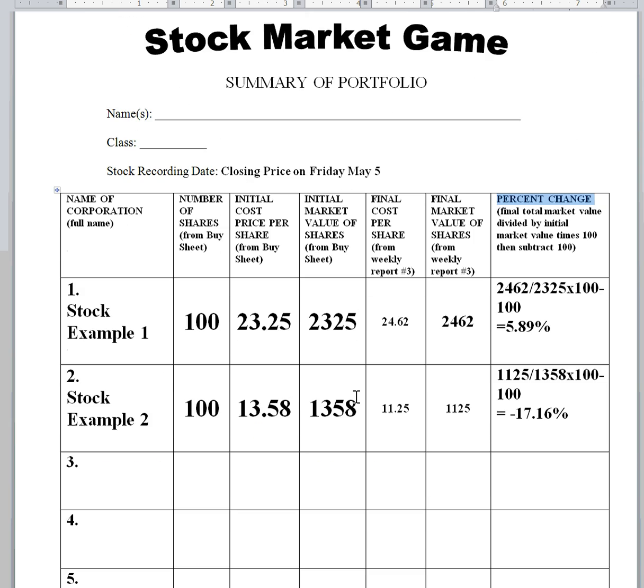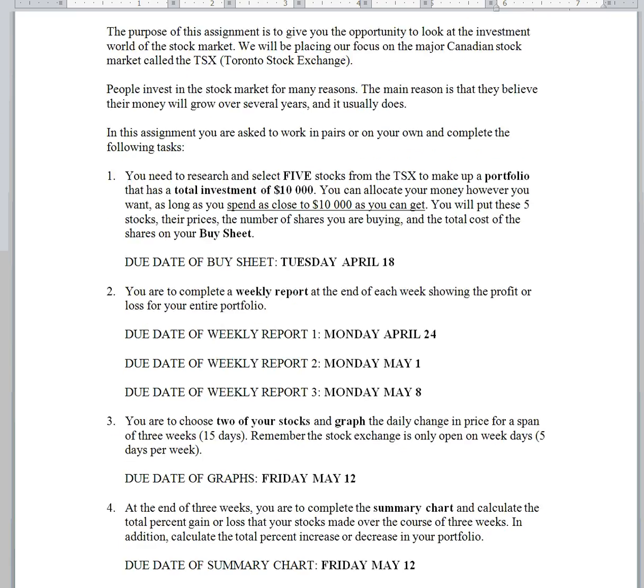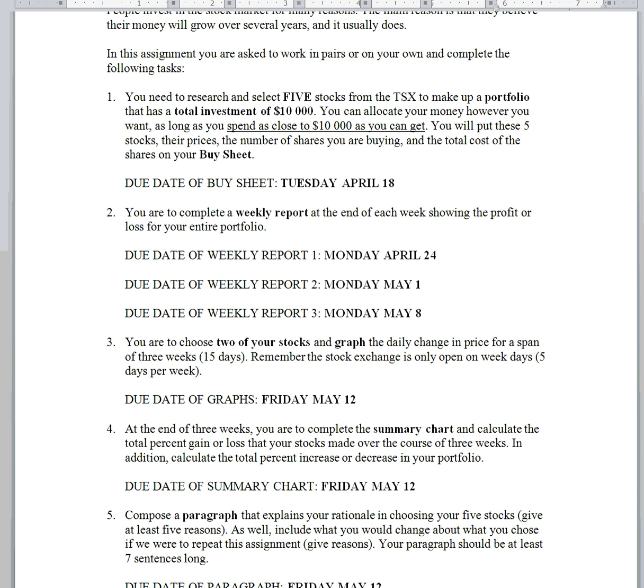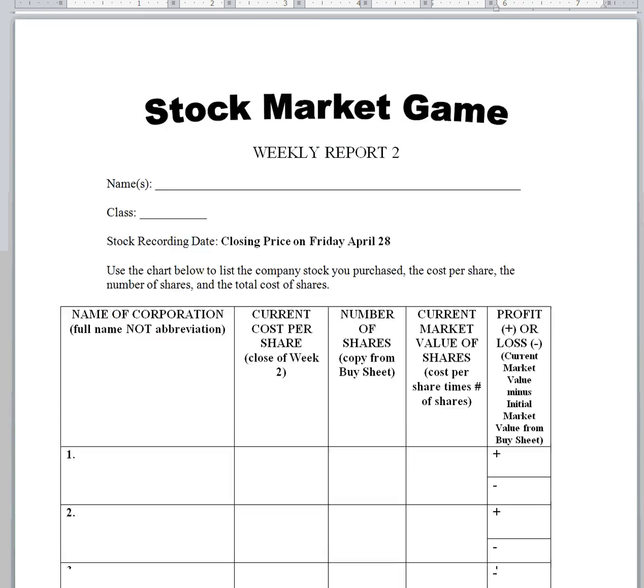So that's part one of your project. So you've already completed, if we go back to the beginning, you've already completed number one, you've already completed number two. You're now working on number 3, 4, and 5. So the summary chart is number 4. Number 3 is choosing two stocks and graphing them. So let's take you to that page.